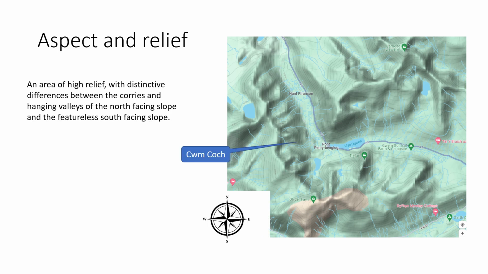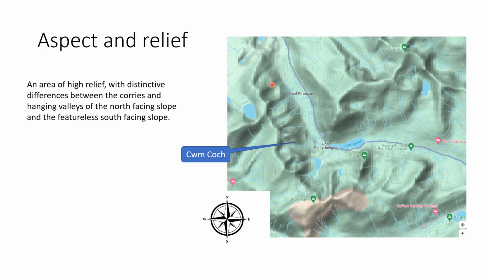We also have aspect and relief. So the Nant Ffrancon Valley itself runs kind of north-northwest. And what that means is that its two faces give it a distinct difference when it comes to aspect. So if we are looking just at this section here, it is north facing, and all of these are small cwms and corries that have produced hanging valleys that flow into this Nant Ffrancon Valley.